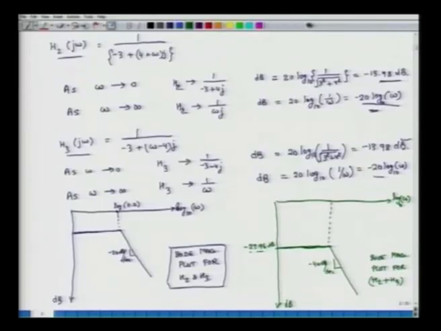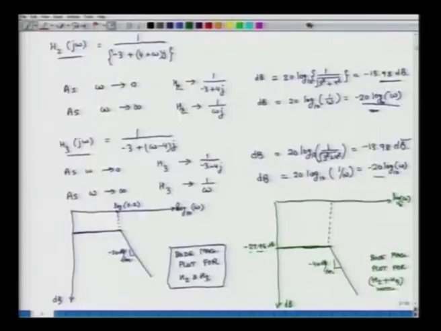Once again the crossover point remains as is, and it does not change when I am just adding up the Bode plots for H2 and H3. So, when I am summing up the Bode plots for H2 and H3, as I mentioned just now, the crossover point still remains at omega equal to 0.2, which means on the horizontal axis it gets plotted as log base 10 of 0.2.